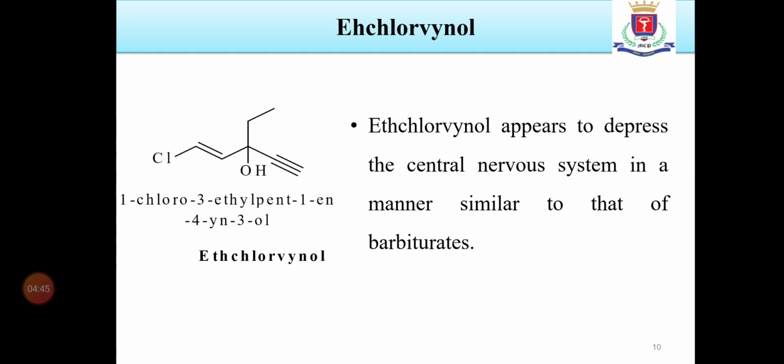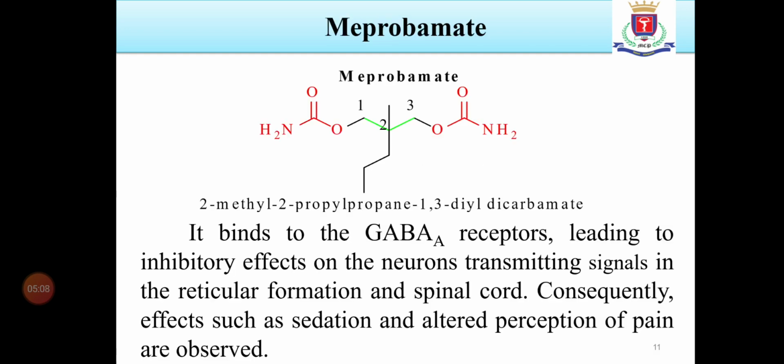Between carbon 1 and 2 there is a double bond, so "en". Between carbon 4 and 5 there is a triple bond, so "yn". And at the 3 position, the hydroxy group, that's why "ol". So that's about the structure of ethchlorvynol. Ethchlorvynol appears to depress the central nervous system in a manner similar to that of barbiturates.